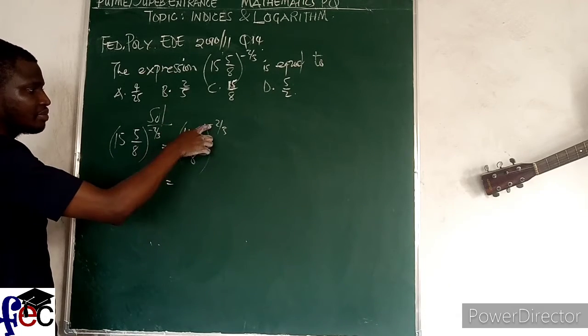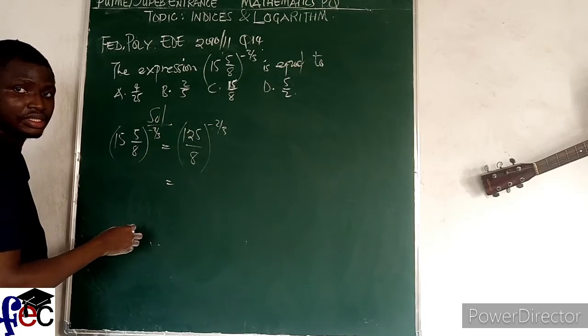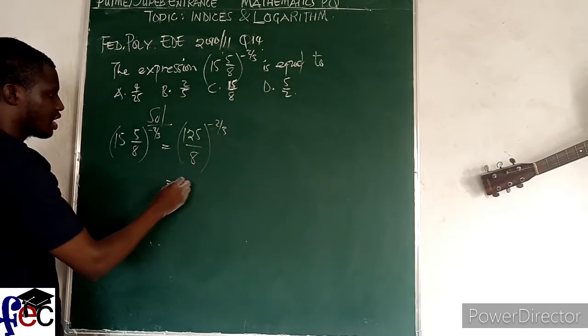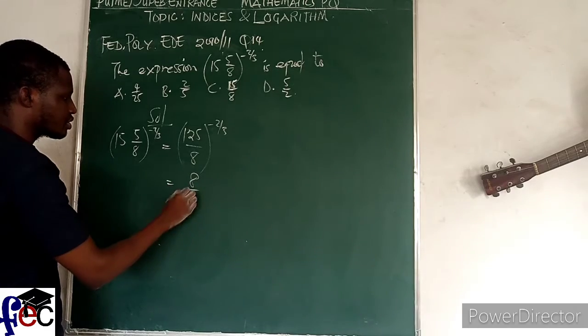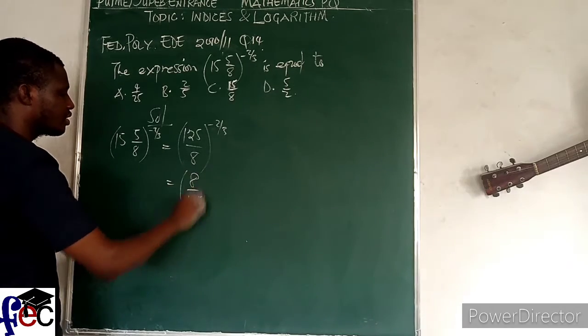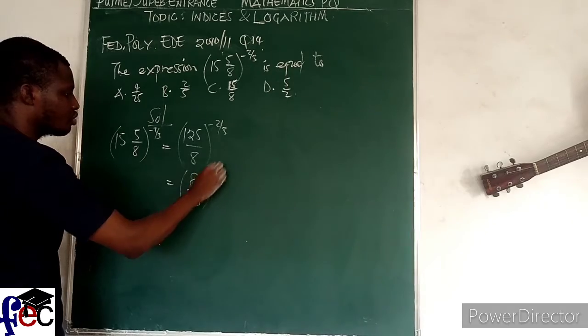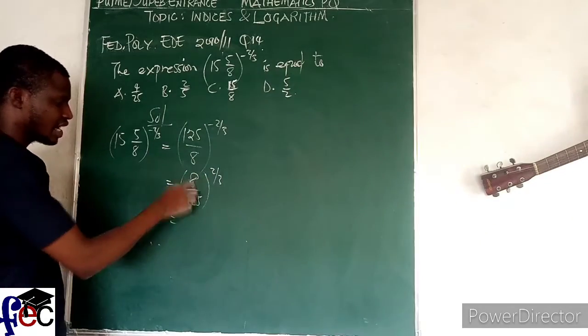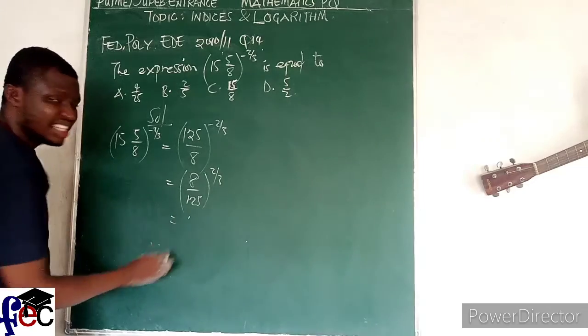Remember, this is a fractional base and there's a negative index. Okay, the negative sign implies what? The reciprocal of the base. So I can write it as 8 over what? 125 raised to power what? 2/3. The negative sign is gone. Then I can now rewrite this in index notation.